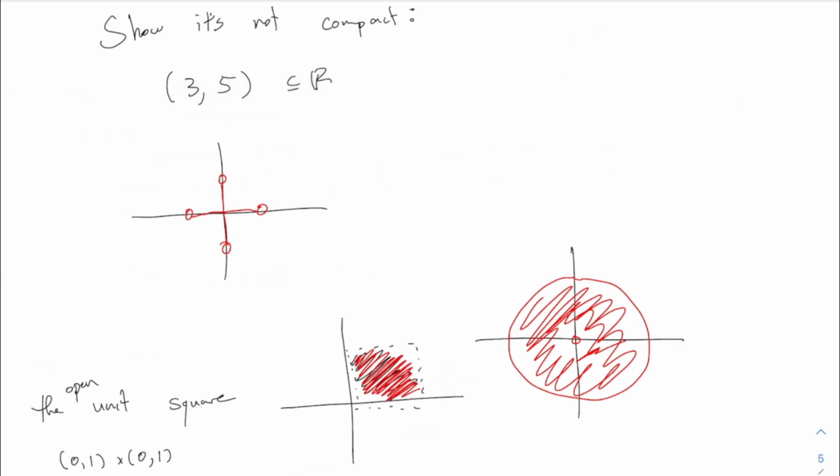I'm going to suggest maybe doing this one. I think this one's a little easier than the square. I don't know. Doesn't matter.